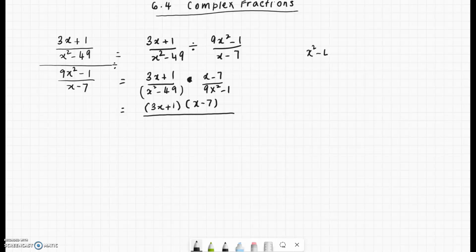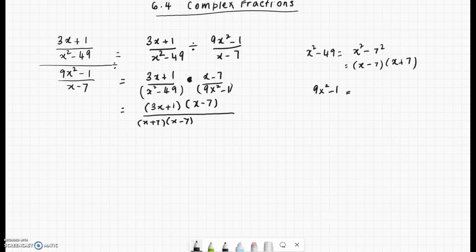So x² - 49, recognize that 49 is 7 squared. It's a square, so this is a difference of squares. So if you remember, that is x minus 7. So write the same expression without the squares and then write it with the opposite sign. So that's (x + 7)(x - 7) times, and then now we have 9x² - 1.